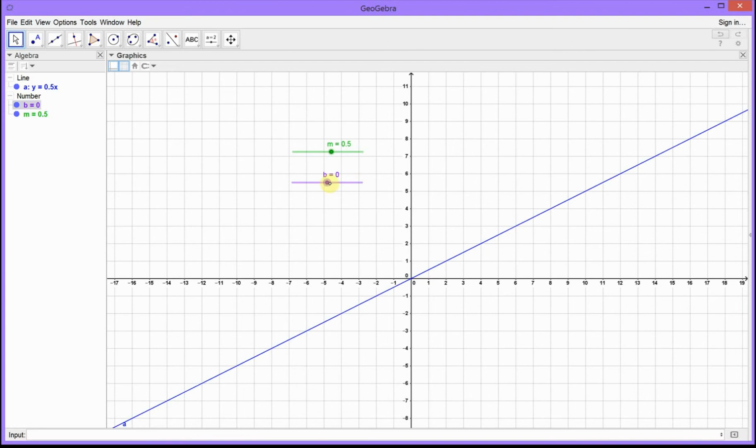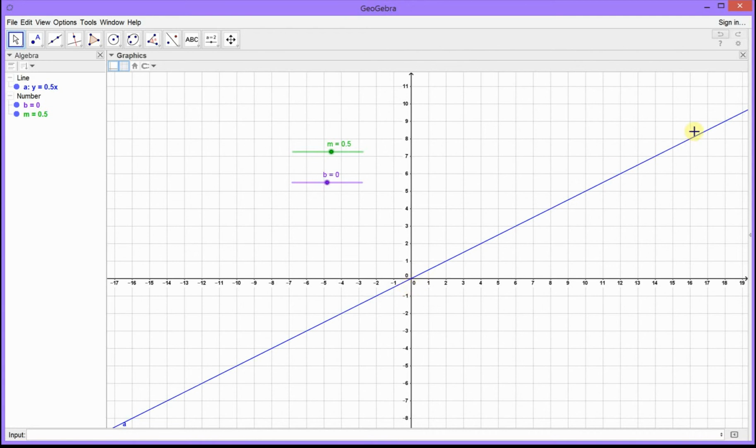So right now the y-intercept is 0, so the line crosses through (0, 0). And the slope is 1/2. So you can see if you go up 1 and over 2, that would define our slope. So what can we say about this slope?